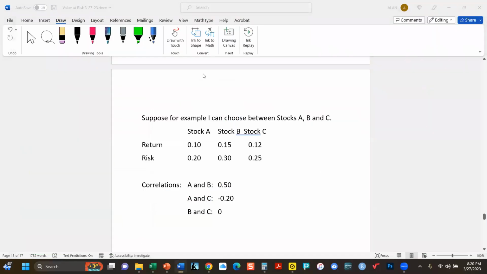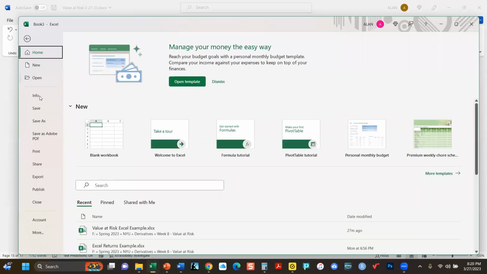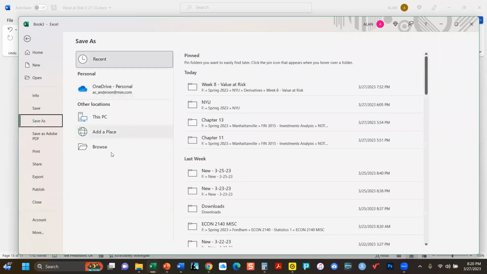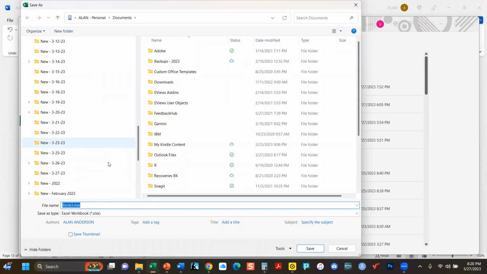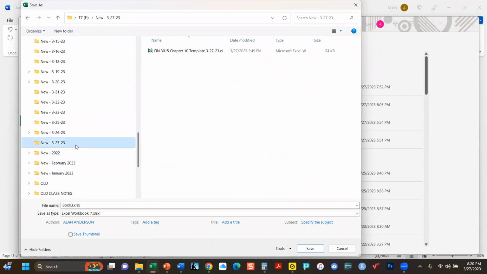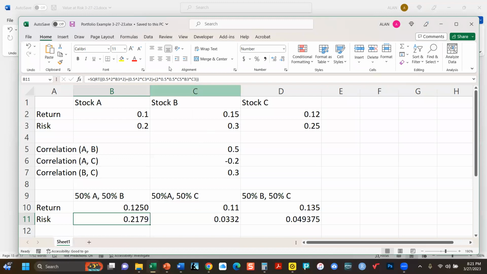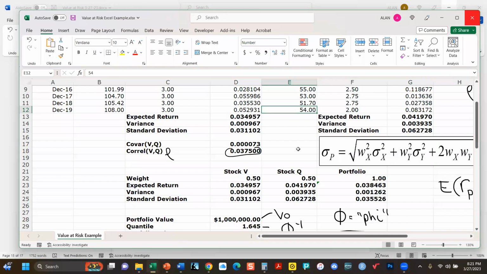All right, well, anyway, I better save this before we lose it. Because, you know, that's exactly what's going to happen. All right, let me just put this away. This is a portfolio example. Okay, so that way we're not going to lose that.